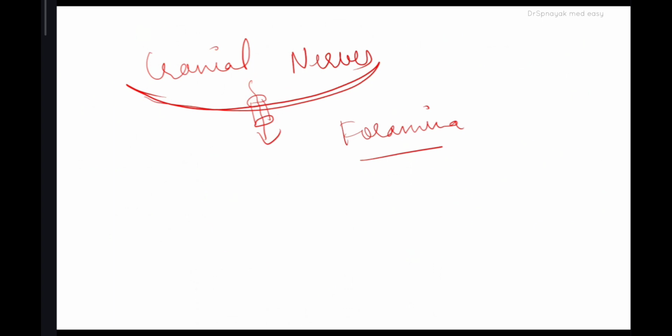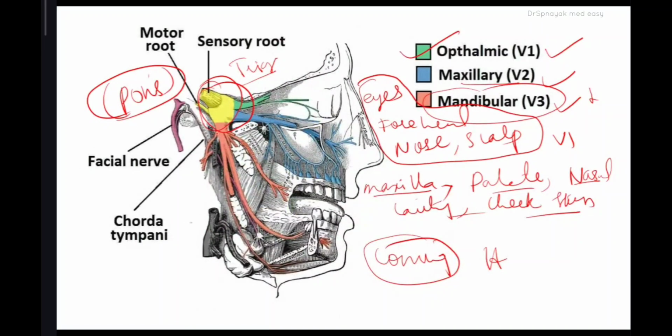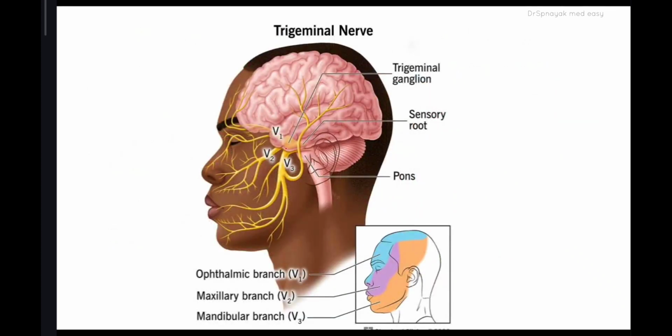So through certain foramina. Here you see the V3 branch is coming out of the cranium through a small hole which is called the foramen ovale. This V3 is coming out through the foramen ovale. Which part of the trigeminal nerve is coming out of the cranium? That is V3, and it is coming out through the foramen ovale.